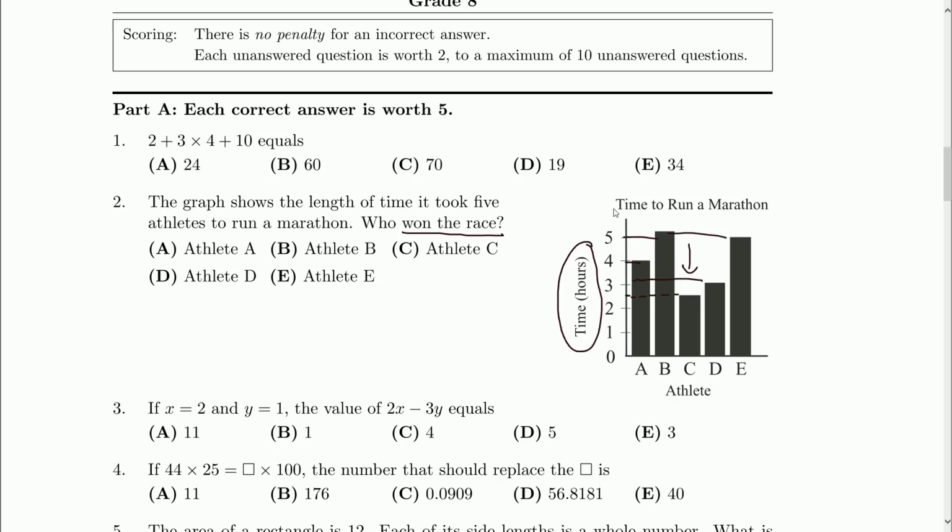Okay? But it's not the easiest question, especially for someone who might not be so accustomed to English. Asking who won the race, well, you need to know that that means lowest time. And once we make that connection, well, just reading off the chart is not so bad. So as I already said, athlete C is the winner. And that finishes up question number 2 for us.